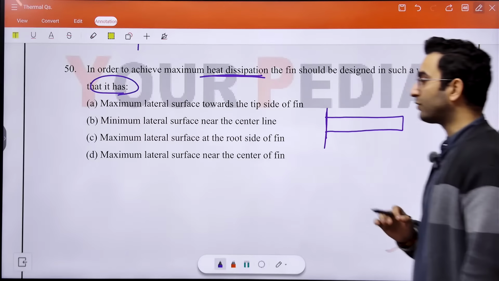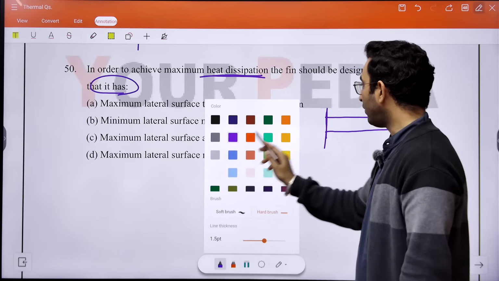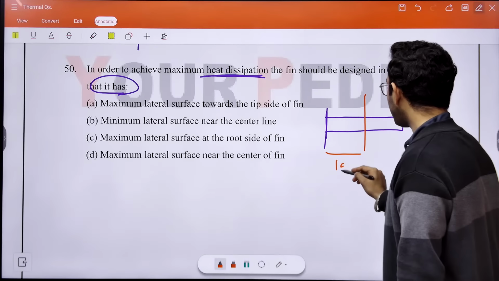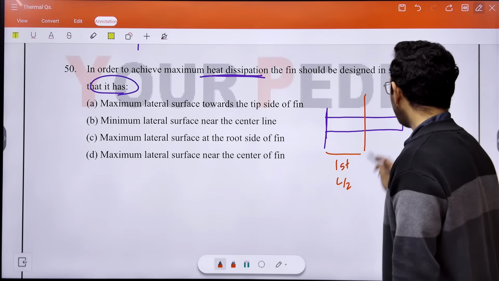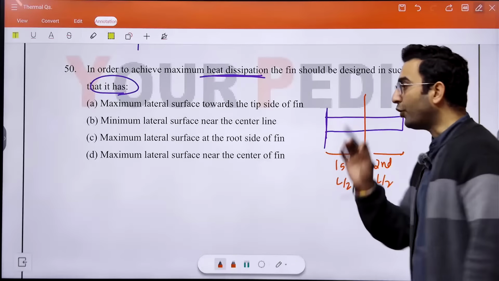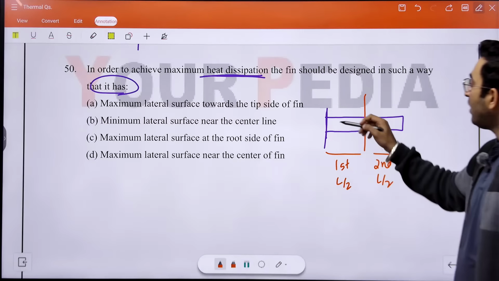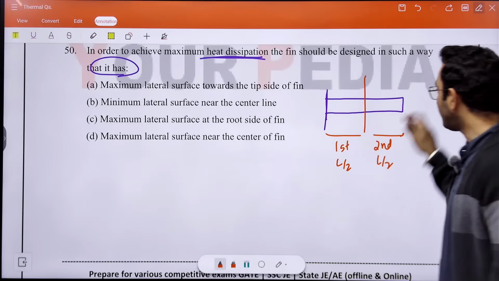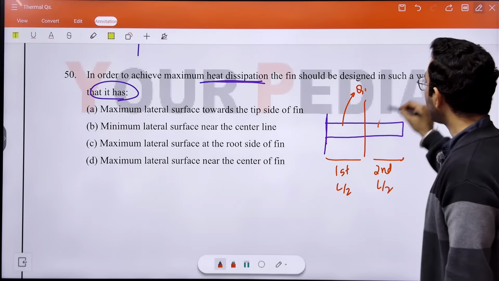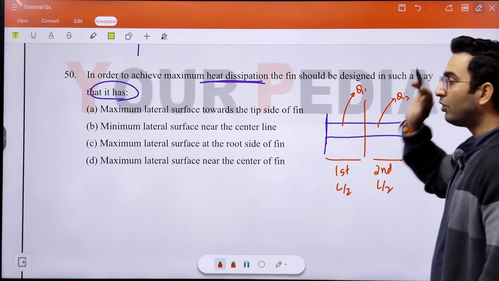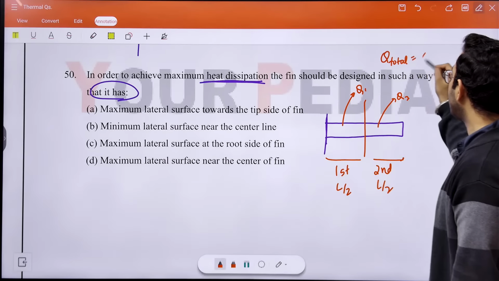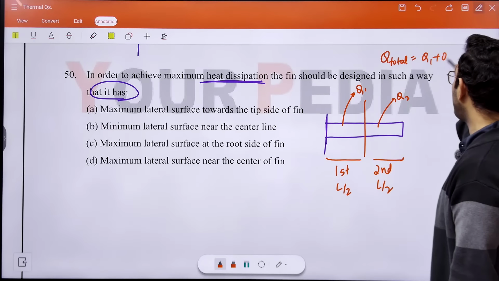if we have a fin like this one, okay, now in this fin also, if I see the first half, this is the first half of L by 2 length, this is the second half of the L by 2 length. Okay, you have to observe very carefully. In the case of fin, a large amount of heat is being dissipated from the first half here as compared to the second half. So what I am trying to say, the total amount of heat which is being dissipated from the fin is going to be equivalent to Q1 plus Q2.